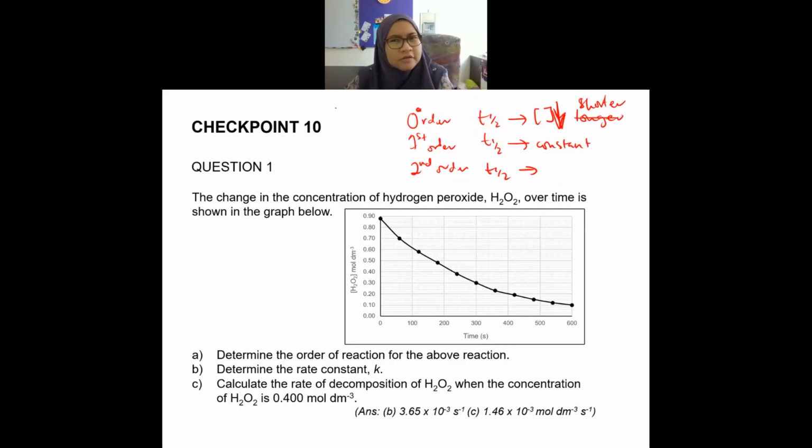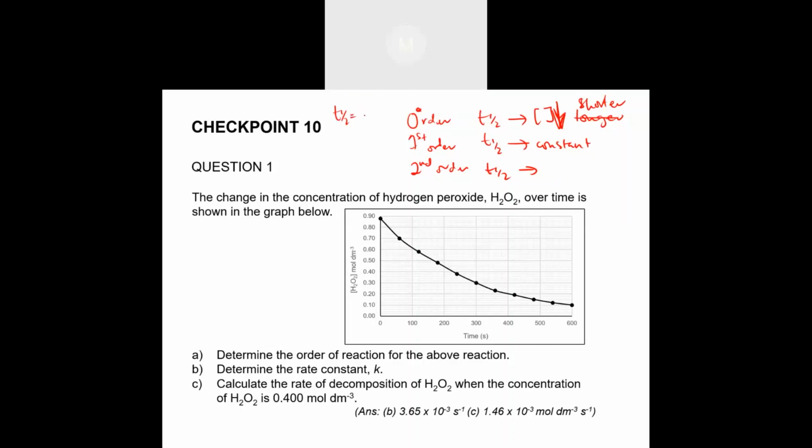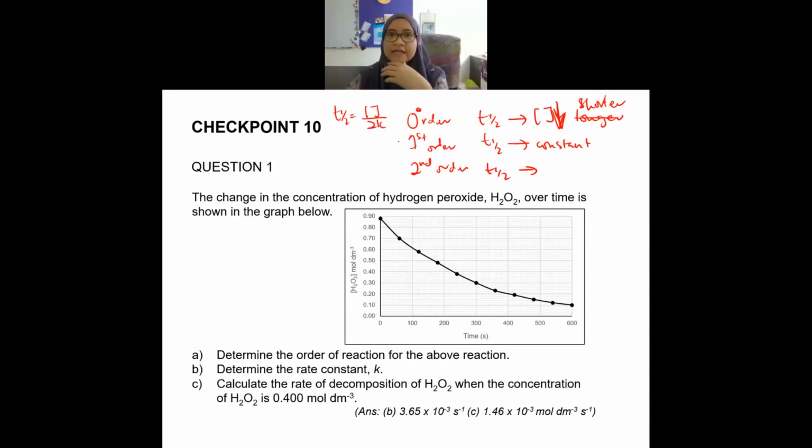Okay, what is the formula? T half is equal to A naught over 2K, initial concentration over 2K. So when the concentration is decreased, the T half will also decrease. They're directly proportional. When the concentration is decreased, the time taken will decrease.